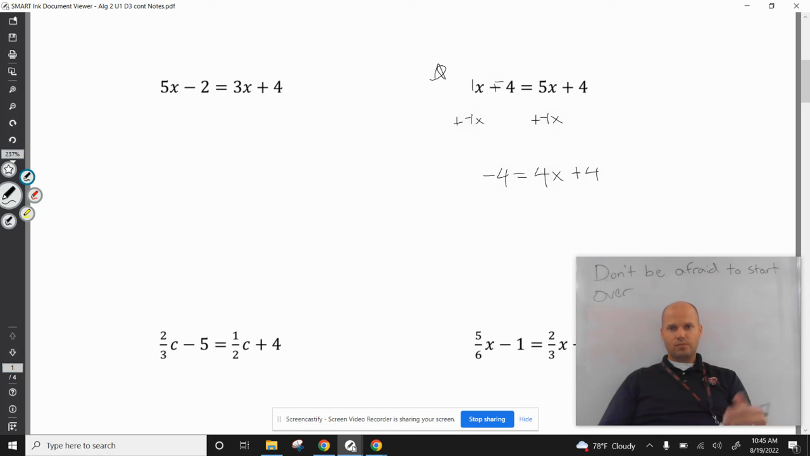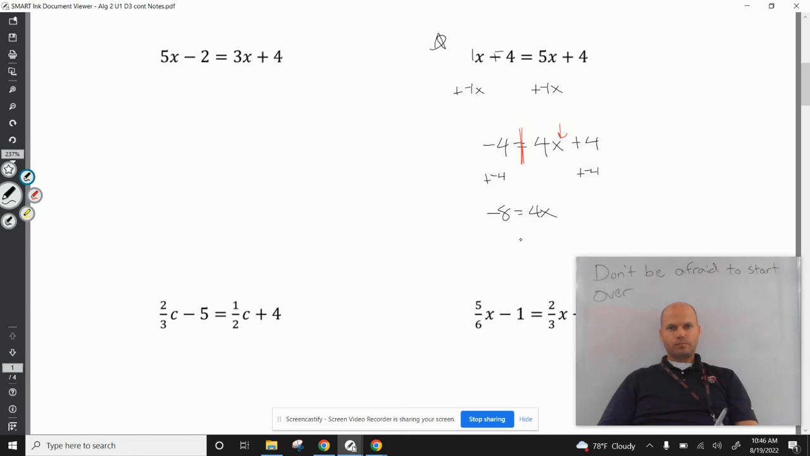Who cares? As long as you understand, okay, here's my variable on this side of my equation. What's being done? 4 is being multiplied, 4 is being added. I'll add the opposite. I have -4 plus -4, I get -8. And then I divide by 4.